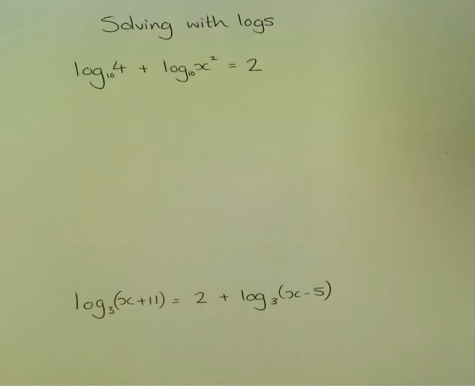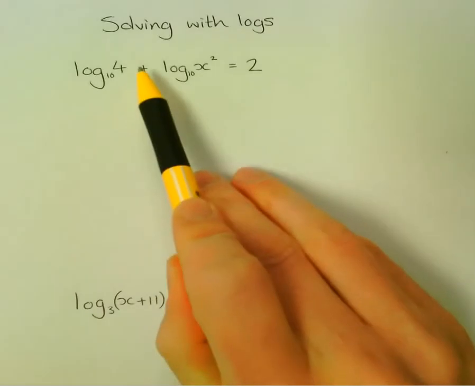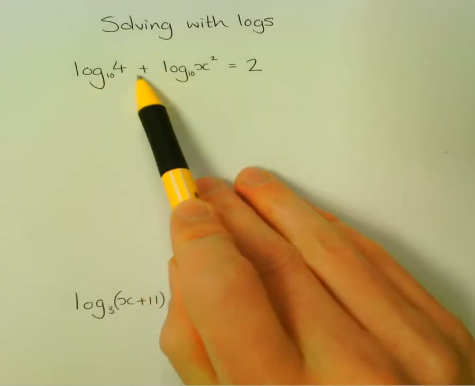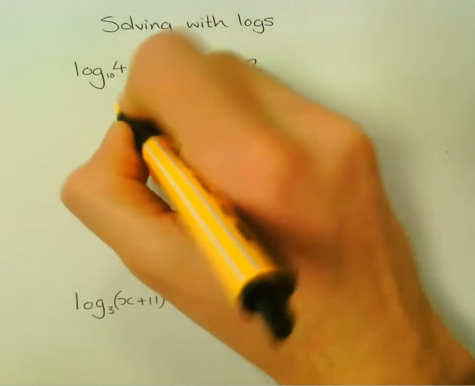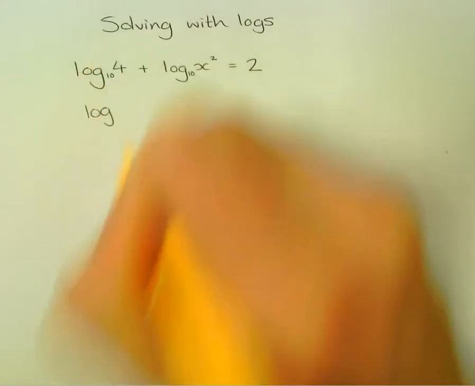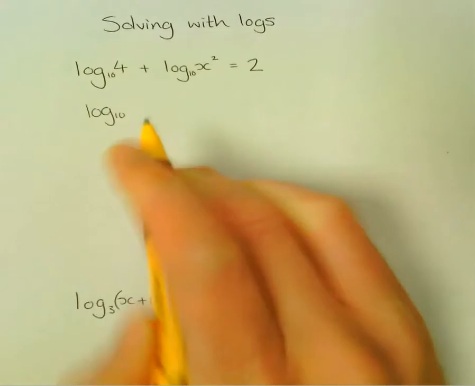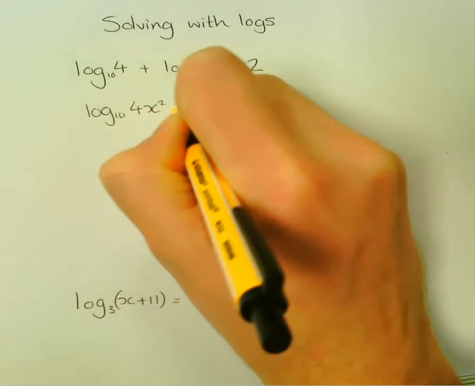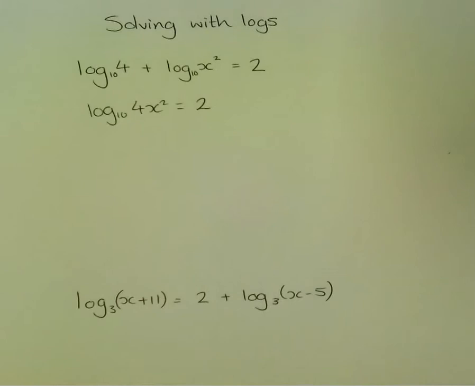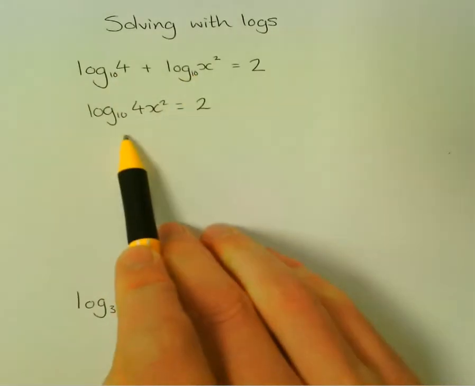Now, when I look at this, I'm thinking, this is a log, same base value, they're being added together, so I can think of the multiplication law. What I can do is multiply these two together, which will give me 4x squared, and that's equal to 2. So I've taken these two terms and rewritten it as one term.